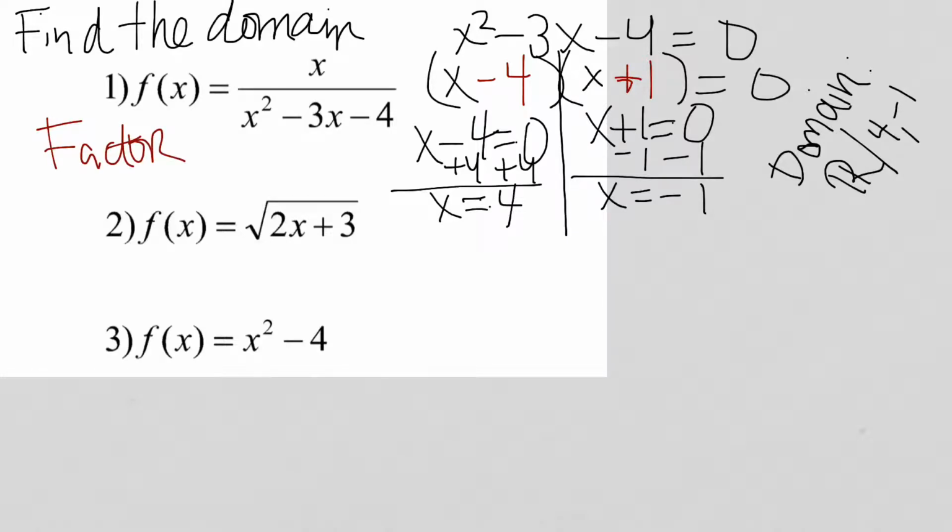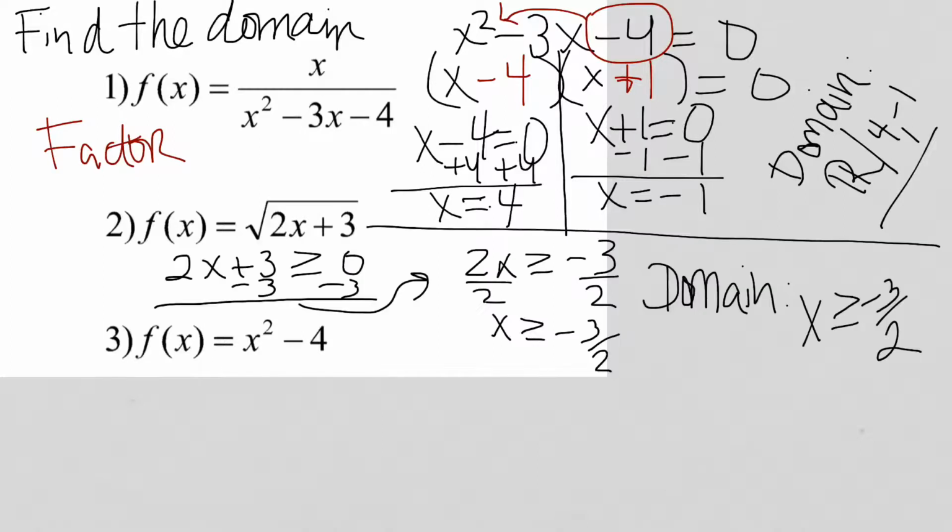So I'm going to factor this trinomial, finding out what are the factors of negative 4 that add up to negative 3. So negative 4 times 1 add up to -3 and multiply to -4. So I'm setting up my equation like this. Hopefully everybody remembers, I'm going to split it apart so that each factor equals 0. Solve each of those for x. So my domain for number 1 is I can have all real numbers except 4 and -1.